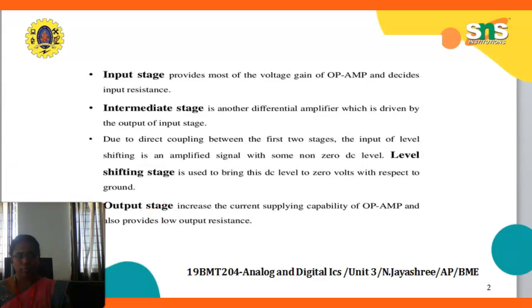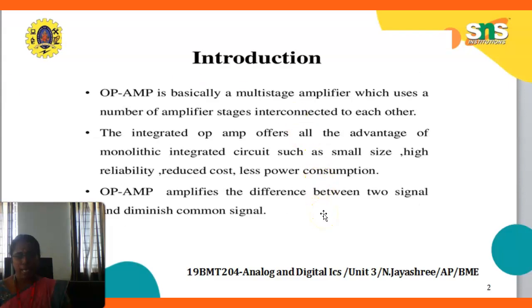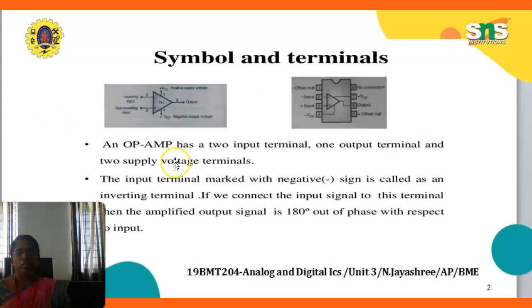Okay, so let us summarize today's class. We have seen the Opamp introduction. Opamp is basically a multi-stage amplifier which uses a number of amplifier stages interconnected to each other. The integrated Opamp offers all the advantages of monolithic integrated circuits such as small size, high reliability, reduced cost and less power consumption. Opamp amplifies the difference between the two signals and diminishes the common signal. These are the terminals and the symbol of the Opamp. It has two input terminals, one output terminal and two supply voltages. The input terminal marked with negative sign is called an inverting terminal. If we connect the input signal to this terminal, then the amplified output is 180° out of phase with respect to the input.